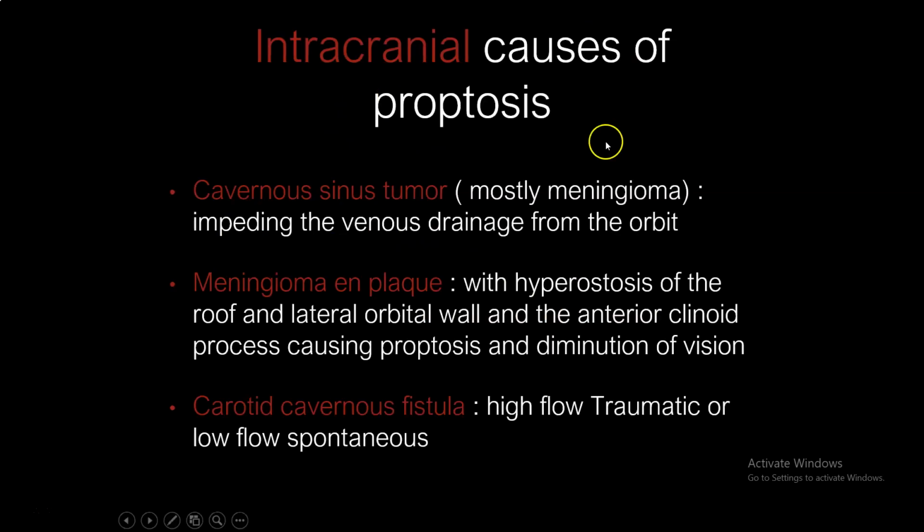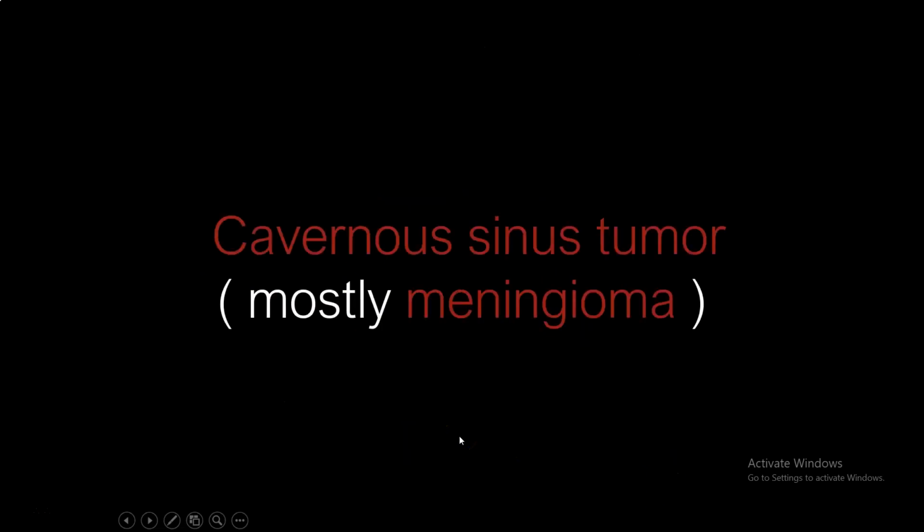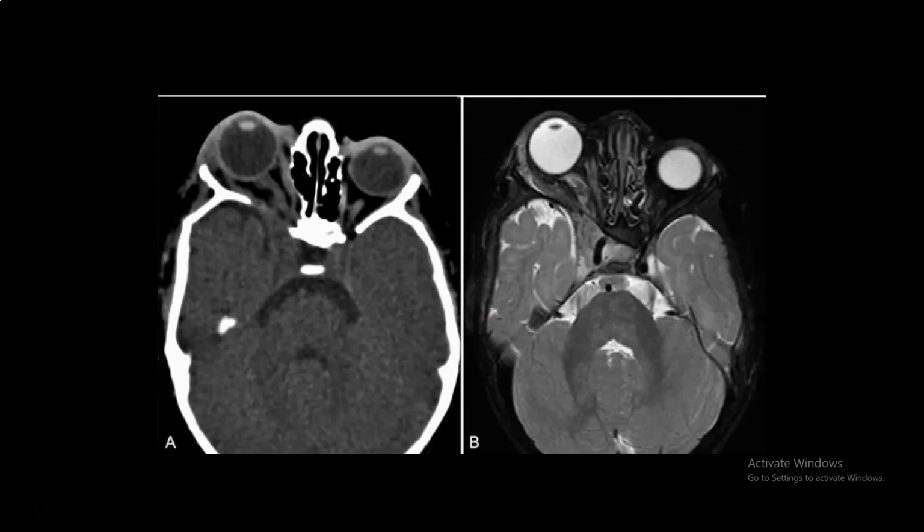If you have a cavernous sinus tumor, mostly meningioma, impeding the venous drainage causing proptosis, or meningioma en plaque. There is a very thin meningioma involvement of the dura, but there is a reactionary hyperostosis and thickening of the lateral orbital wall and the anterior clinoid, causing proptosis and diminution of vision, or carotid cavernous fistula also impeding the venous drainage and causing proptosis. So these are the intracranial causes that can cause proptosis. Cavernous sinus tumor, mostly meningioma.